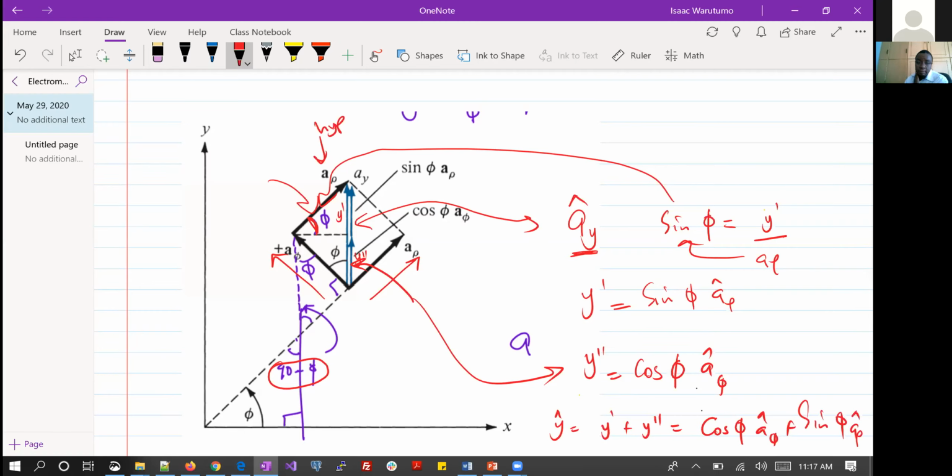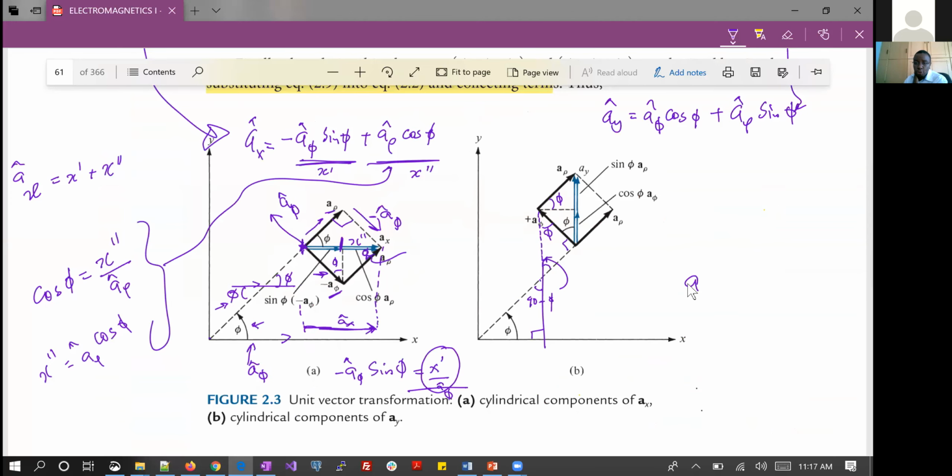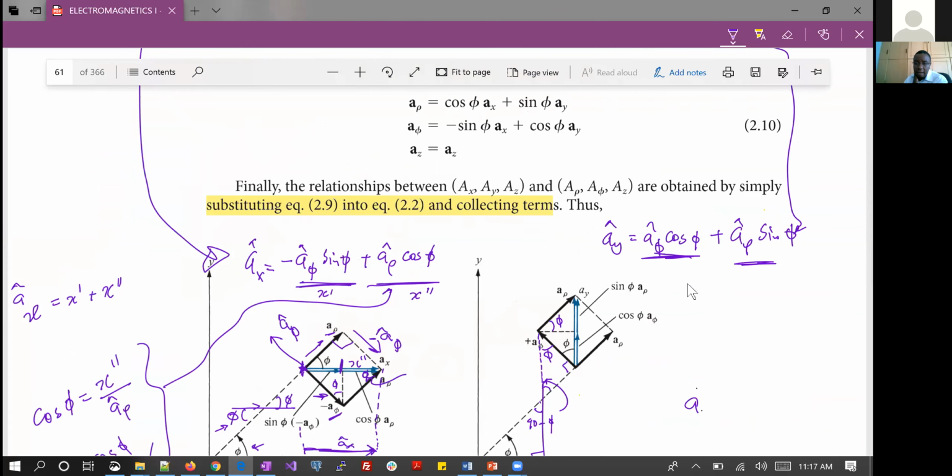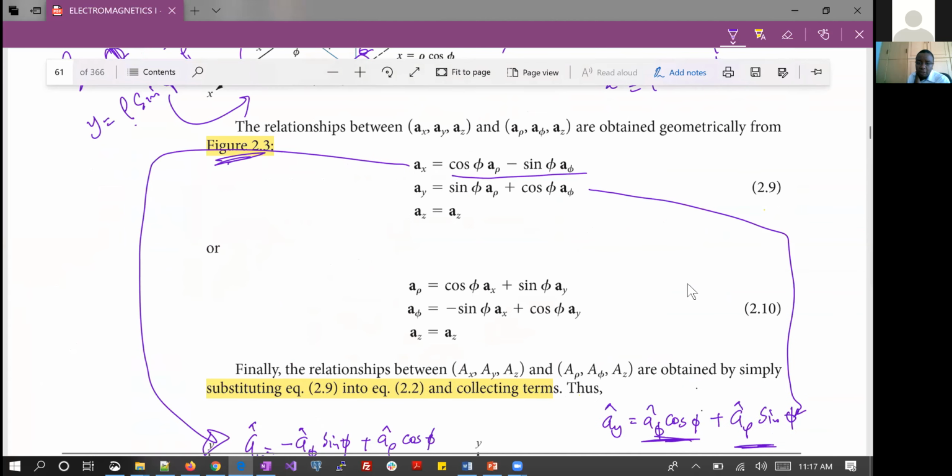So again, very lengthy illustration of the points. We were just trying to show how we are getting this and this, and these are the ones that are saying that you can express AY in terms of the unit vectors A rho and A phi. And again, since we said that Z for the Cartesian and cylindrical are the same, therefore we say that the unit vectors are going to be the same. Now you can also do the opposite by expressing A rho from AX and AY, and you can do very simple mathematics.